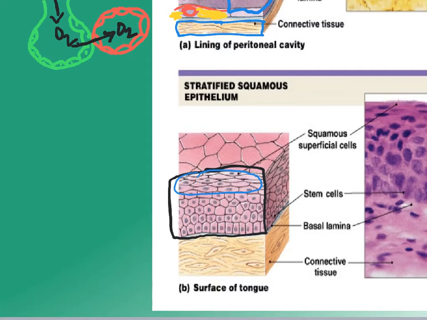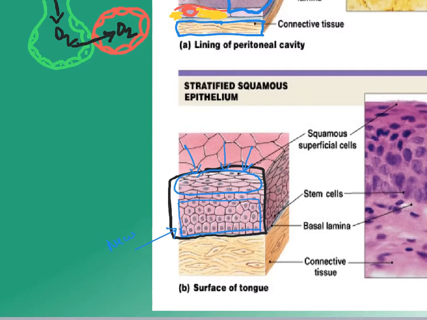So when you're trying to identify the tissue that you're looking at, if it's a stratified cuboidal or a stratified columnar or a stratified squamous, always look towards the apical surface of the tissue, because these cells down here have not taken on their adult shape yet. These cells are new cells.